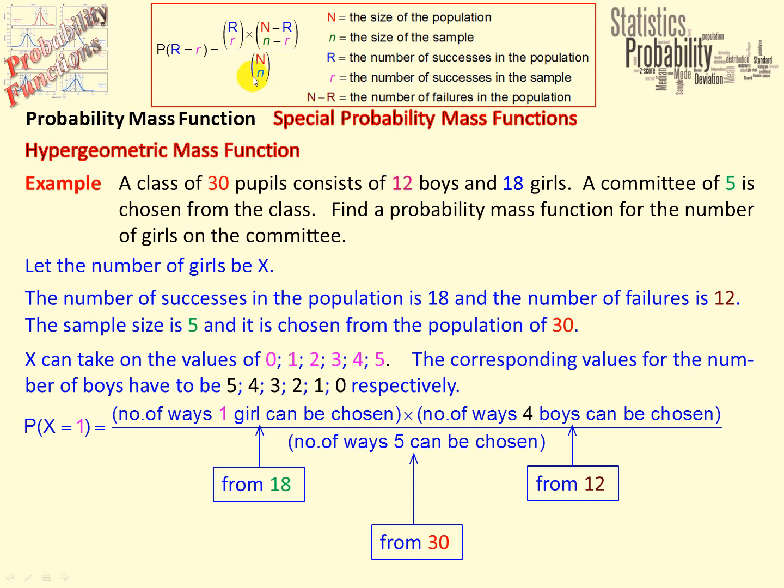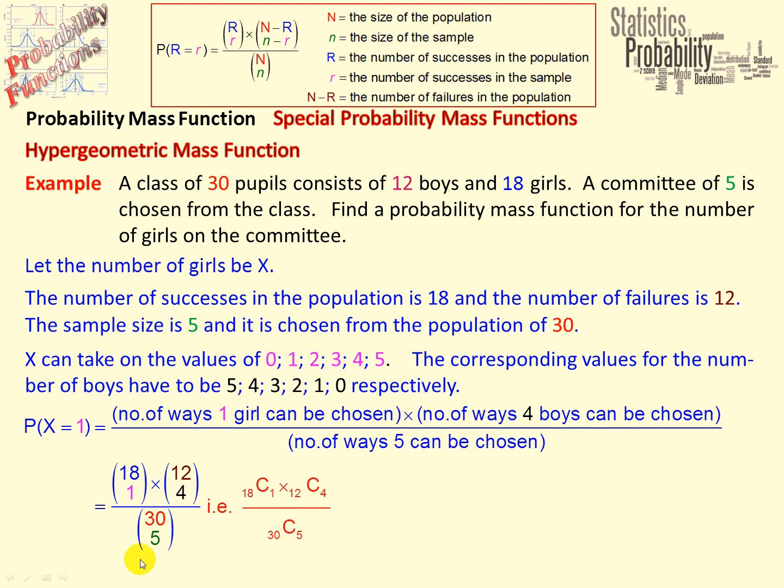And of course, the total number of outcomes. So there we are. One girl from 18. To get 5, we need 4 boys. We're choosing from 12. The total number of outcomes is 5 kids from 30. So there's our probability, and we multiply by the counting principle. This is all covered in the hypergeometric distribution video in this series. That can be entered straight onto the calculator.